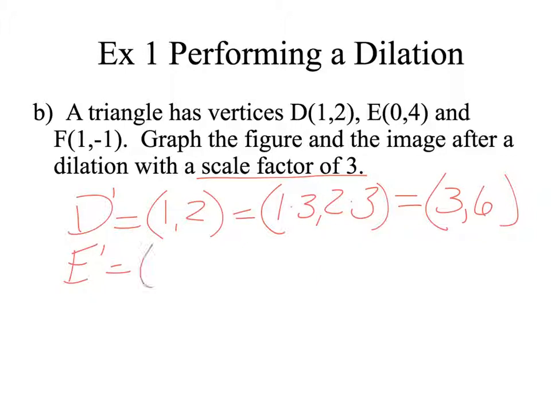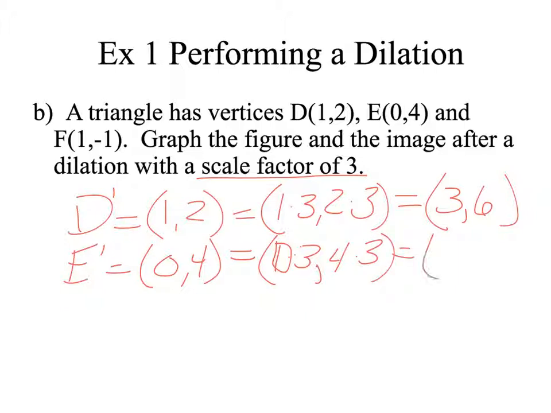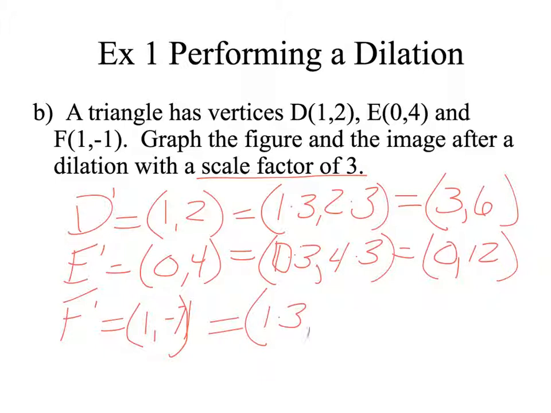E prime, which is 0, 4, again gets enlarged by that scale factor of 3. So 0 times 3 and 4 times 3. Sorry, my handwriting's pretty bad tonight. 0 times 3 is still 0, and 4 times 3 is 12. F prime is 1, negative 1. 1 times 3 and negative 1 times 3. 3 times 1 is 3. Negative 1 times 3 is negative 3.